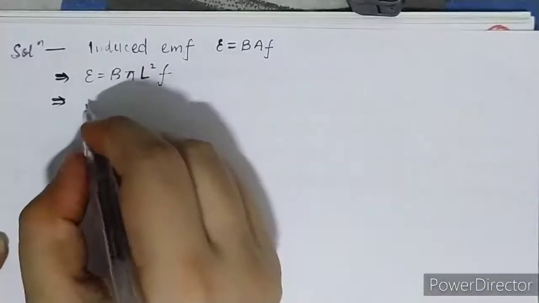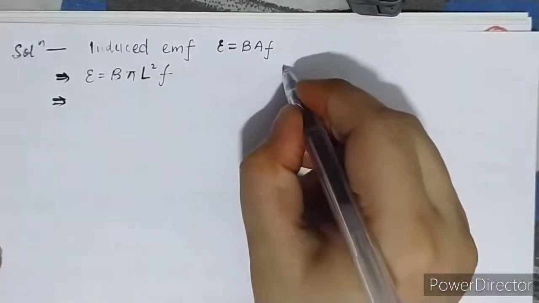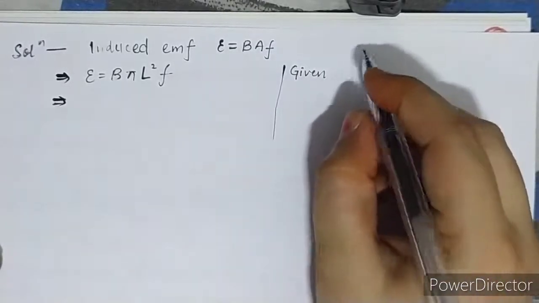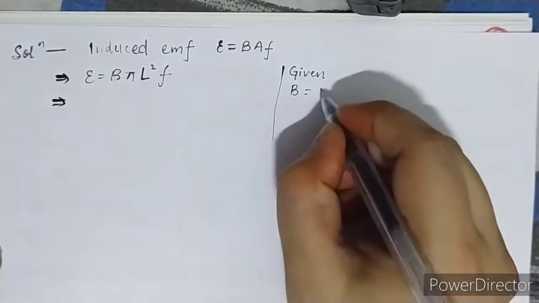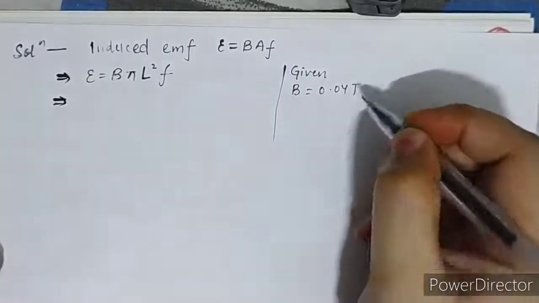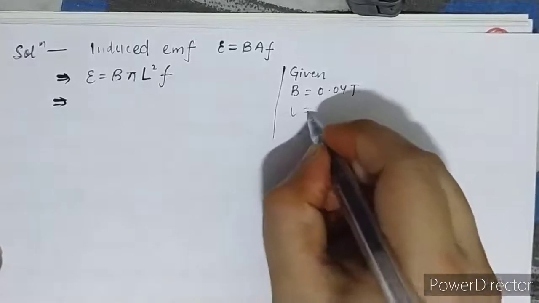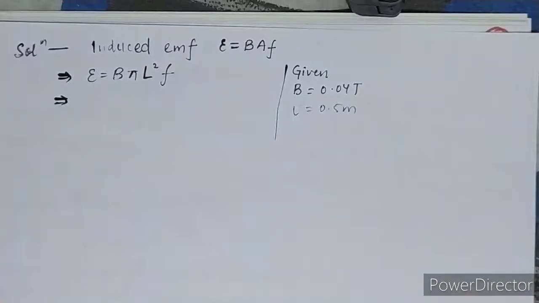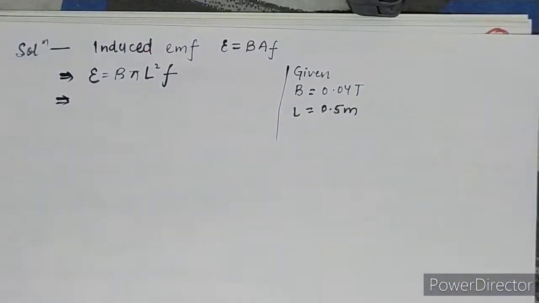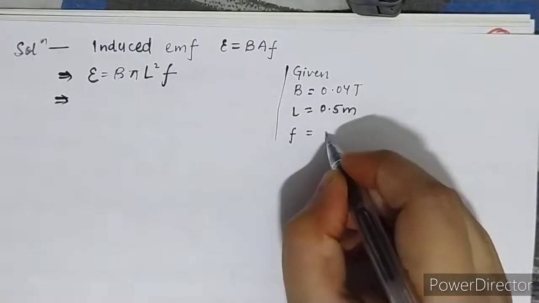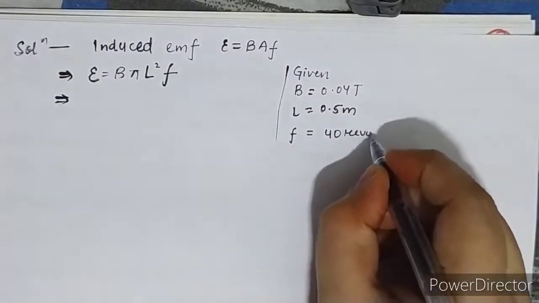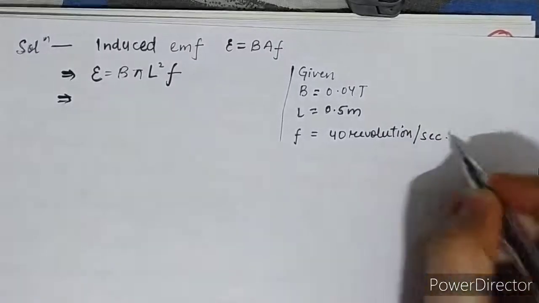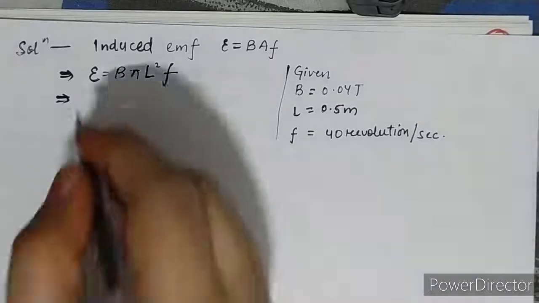So the values which are given: the value of magnetic field is 0.04 Tesla, length will be your 0.5 meter, okay, and the value of frequency is 40 revolutions per second. Okay, so we have to put the values.